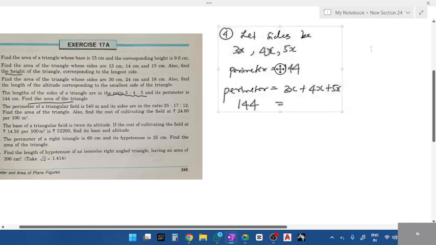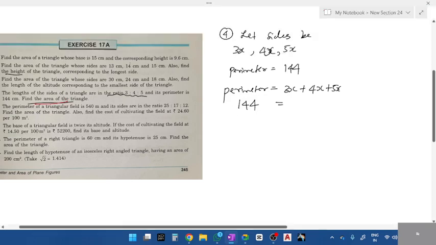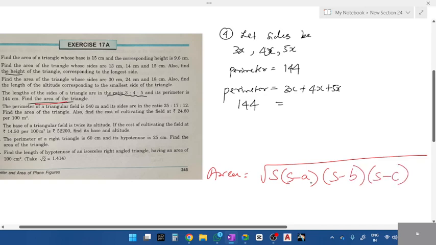See, what are the things required to find? Before this, student, stop writing. Before this, they have asked us to find the area. What is the area formula? How do you find area? Root of S into S minus A into S minus B into S minus C. What is this ABC? Sides, right? Your side is given in terms of value or ratio? Ratio. So first you have to convert that ratio, student. That is why we are finding perimeter. Is this concept clear?